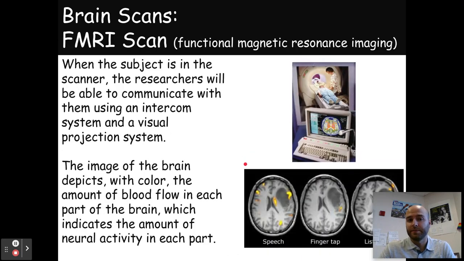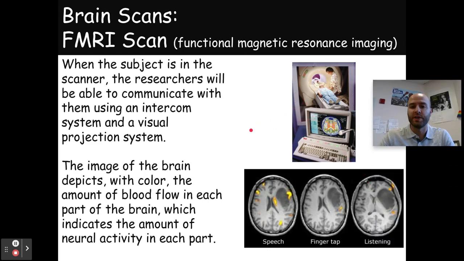In addition to an MRI, you have something called a functional magnetic resonance imaging, or an fMRI. This is the same thing as an MRI scan, except the doctor is going to be asking you to complete tasks while you're in the MRI chamber, right? And it's called functional because it shows your brain structures, just like an MRI, but it also lights up with color to show the blood flow in specific aspects and areas of the brain, which indicates the amount of neural activity in each part of the brain.